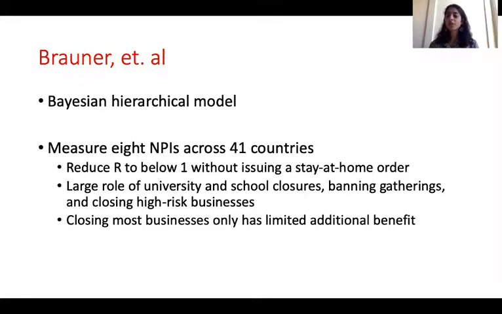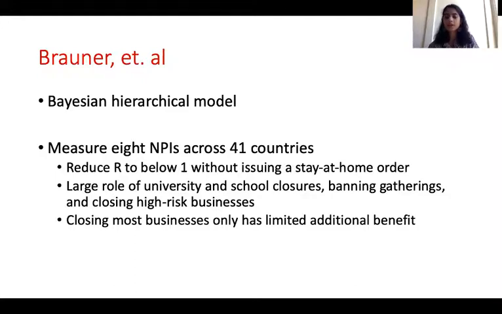So we can see that this study is already a lot more broad and comprehensive than the Lai et al. study, and they focus a lot more on the reproduction number R in showing the effect of the NPIs. So they find that countries can reduce R to below 1 without issuing a stay-at-home order as long as they issue university and school closures, they ban gatherings, and they close high-risk businesses. But they find that closing most businesses only has a limited additional benefit, so it may not be necessary.